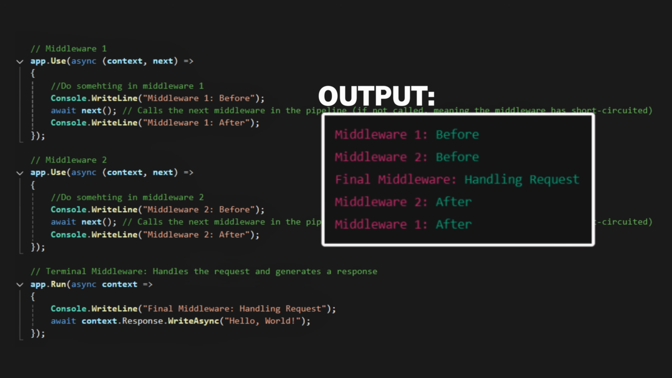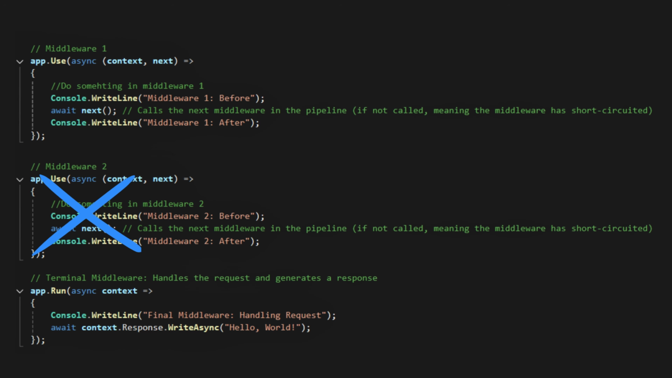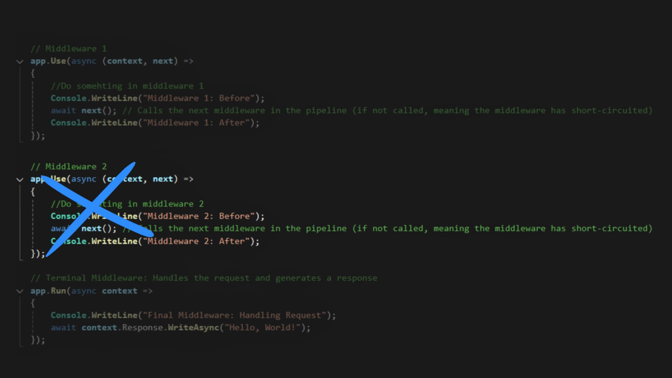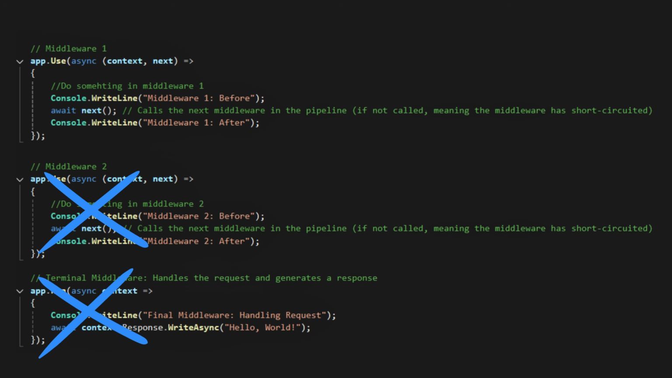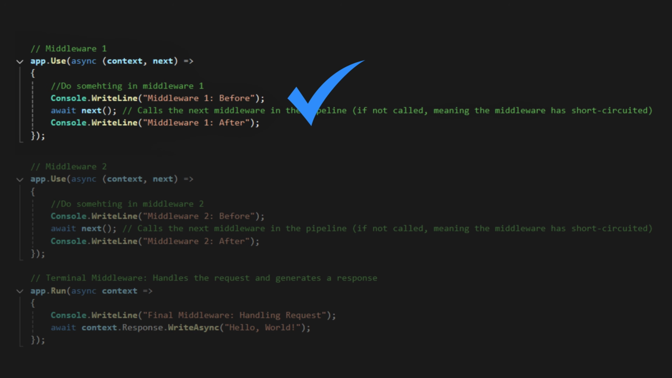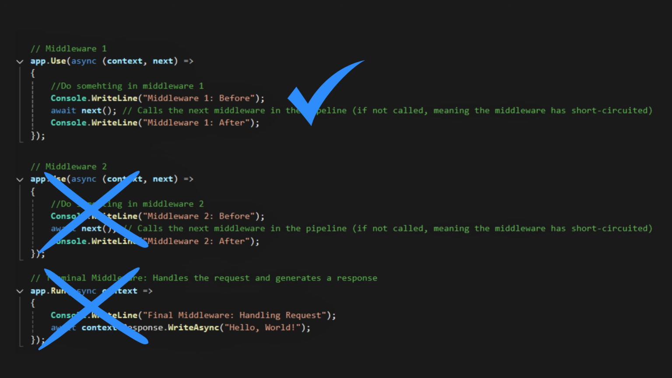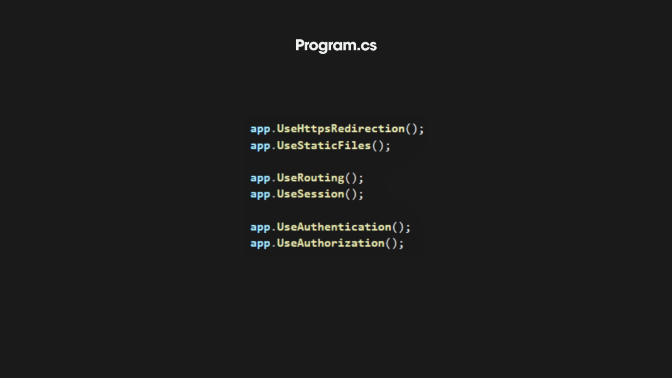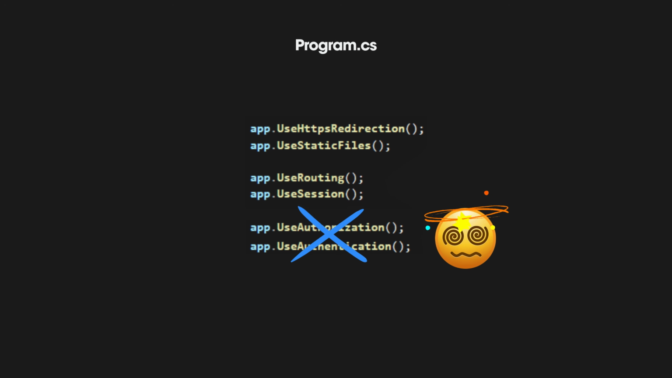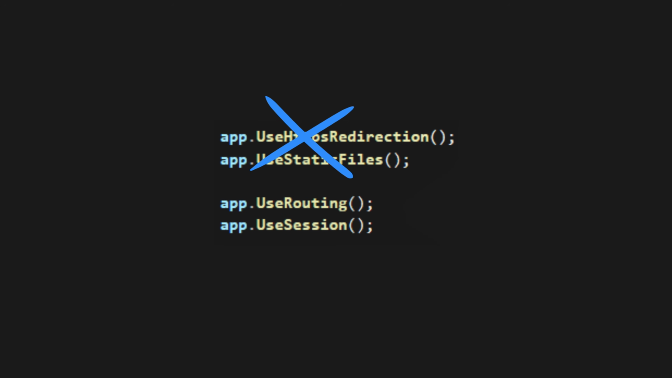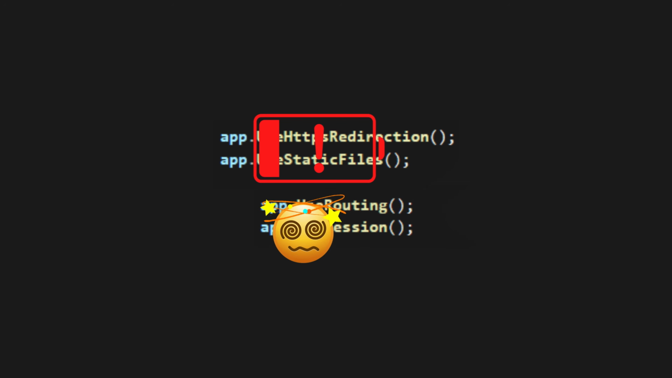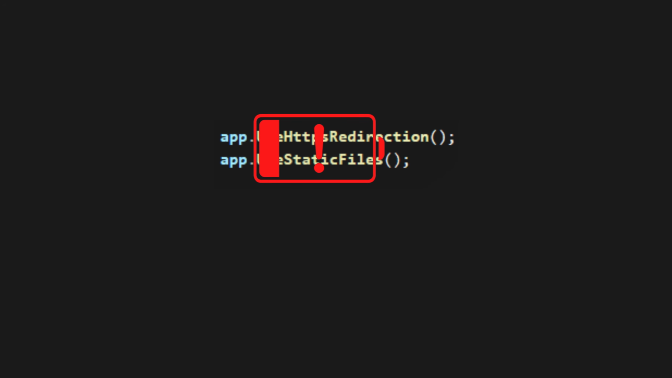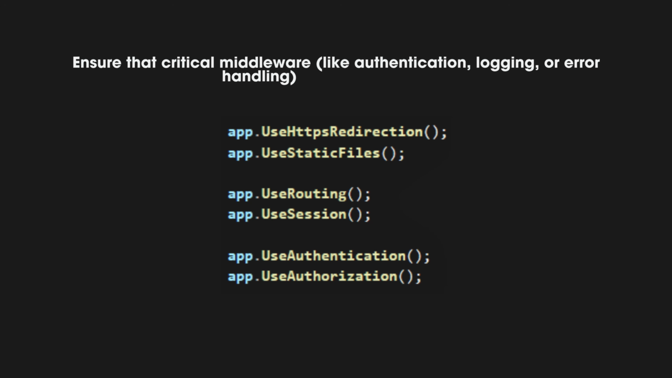Now, what if middleware 1 short circuits? In this case, the request never reaches middleware 2, or the final middleware. Middleware 1 directly returns a response, and nothing after it executes. The output would be middleware 1 before, middleware 1 after. This is why middleware order is crucial. Placing middleware incorrectly can break your app or cause unexpected behavior. If a middleware short circuits, everything after it gets skipped, so always ensure that critical middleware is placed correctly.